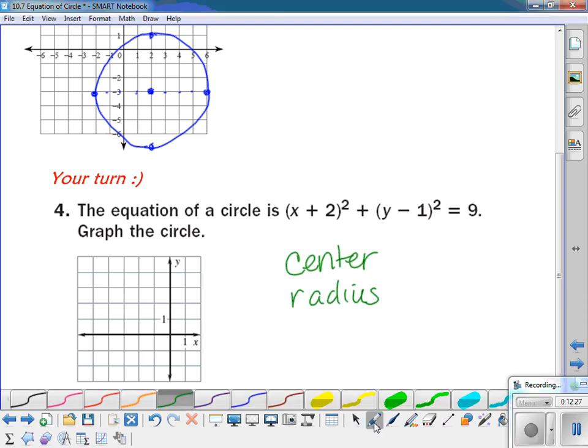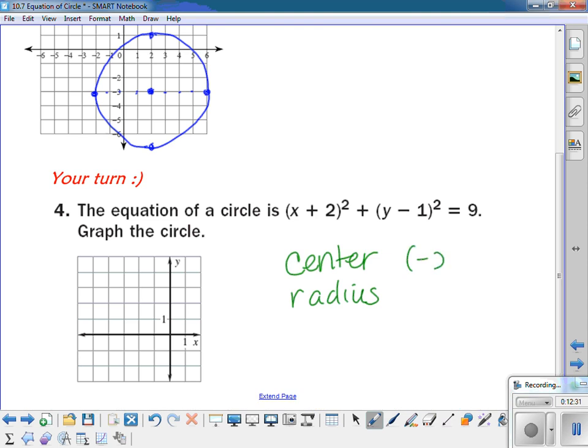Alright, so AJ, where's the center? Negative 2 and 1. Michaela, what's the radius? 3. So we just go to negative 2, positive 1, and then we count 3 in each direction. And do the best we can to draw a circle. And there you have it. And now you guys know how to write the equation of a circle.